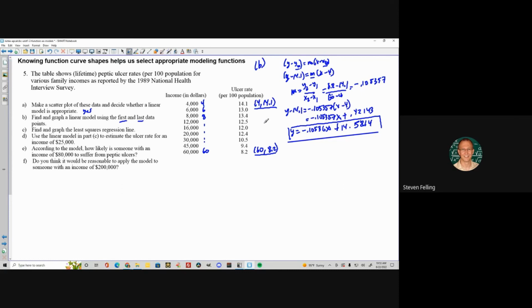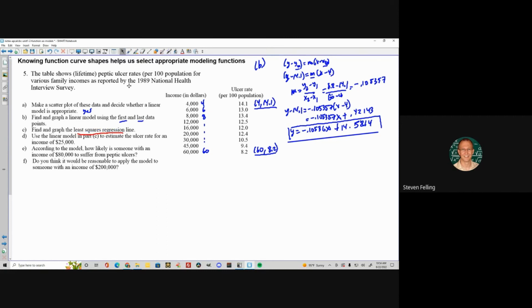So whenever we're asked to fit a function curve with some constants, we can just force it to go through different points. In this case, if it's a line, you can find the slope by using the slope formula and then plug in one of the endpoints. Okay, in this next part, it says find and graph the least squares regression line, which means to use the calculator's regression features to fit a line to that.